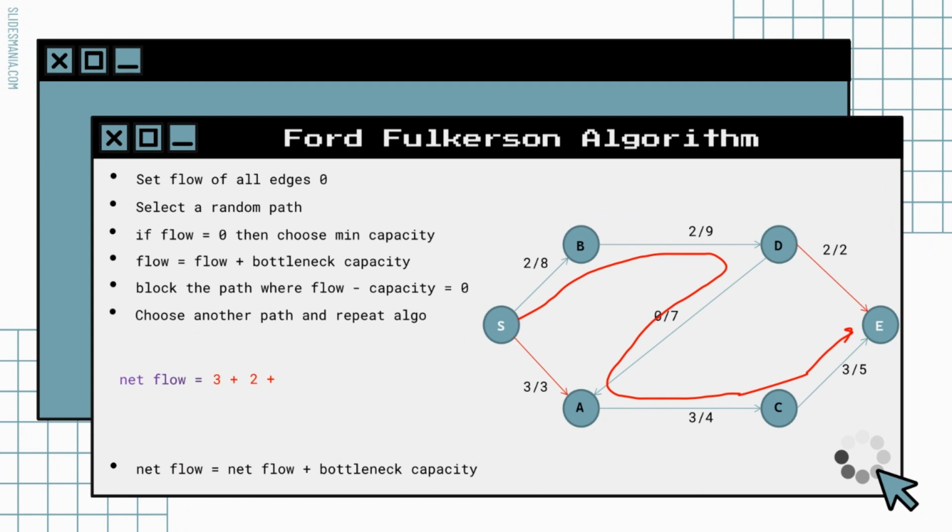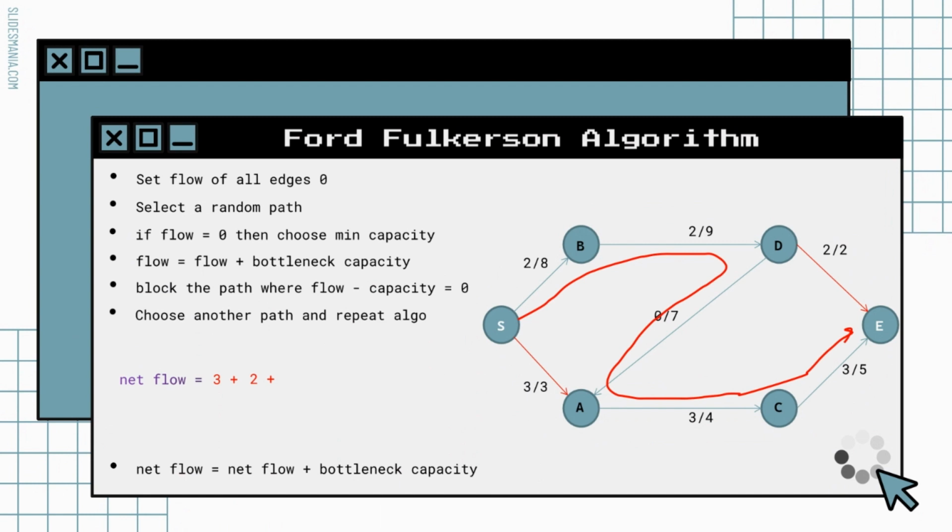Let's choose the last possible path. Now we have to find out the minimum capacity. For S to B, the capacity is 6. For B to D, the capacity is 7. For D to A, the capacity is 7. For A to C, 1. For C to E, 2. So the bottleneck capacity for this path is 1.